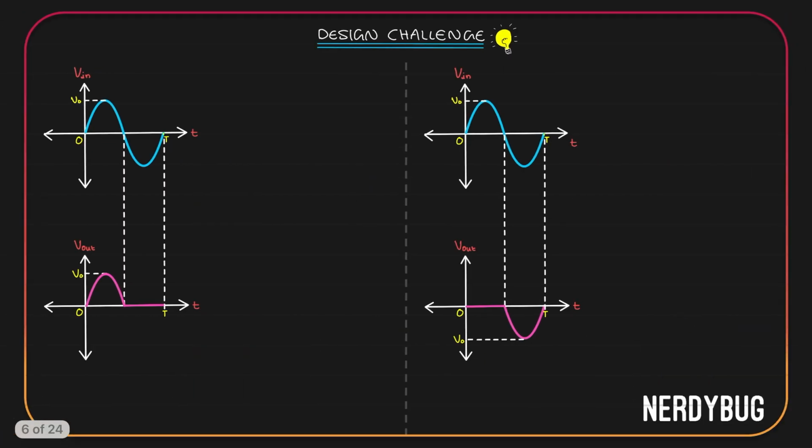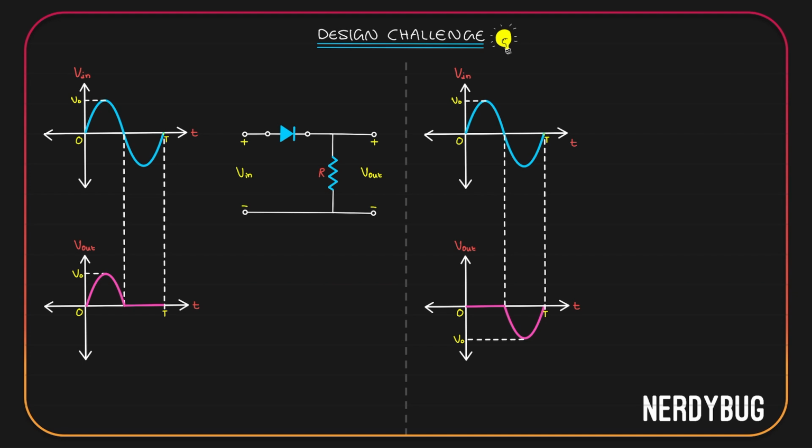Our first design challenge is what you have on the left side over here. Our input is a sinusoidal signal. What we want is this. We want the negative half of the waveform to be clipped. Now, this is actually the output of a half wave rectifier. We already know how to do it. We just have to take a circuit that looks like this. The famous half wave rectifier.